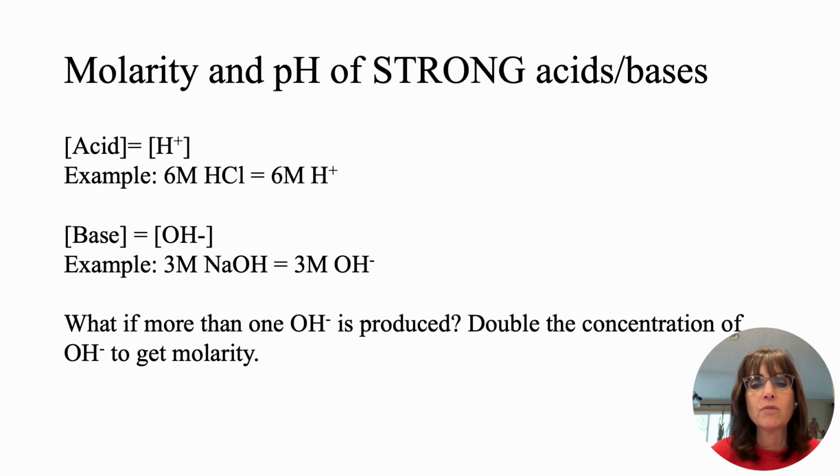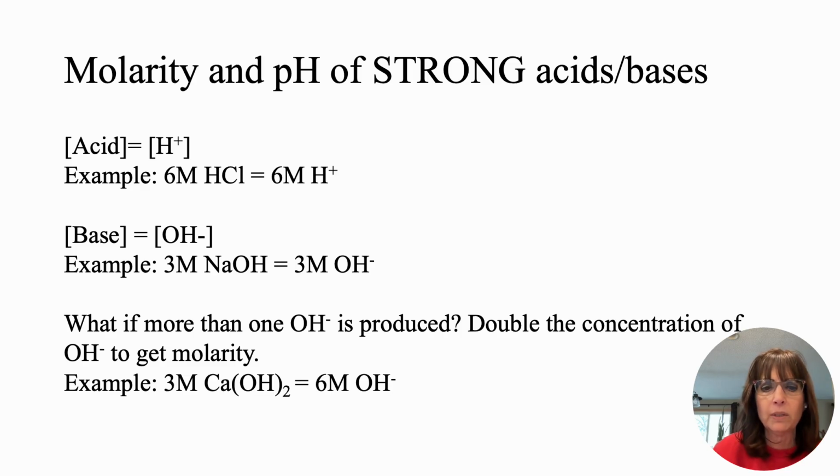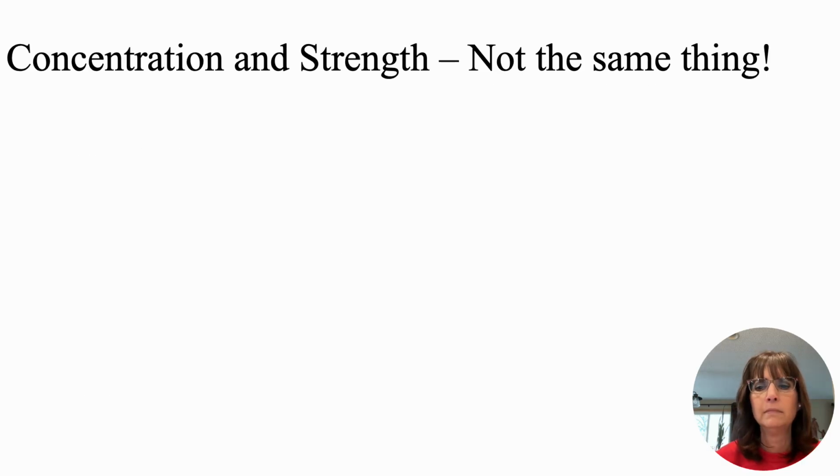What if, though, there's more than one hydroxide produced? You would just double it. So if you had calcium hydroxide, for example, Ca(OH)2, with the 2 on the outside of the parentheses, every time it breaks down, you get 2 hydroxides. So if you have 3 molar calcium hydroxide, you would have 6 molar hydroxide. That's simple. Really, really, really very easy. Oh, look at that. There's the example.